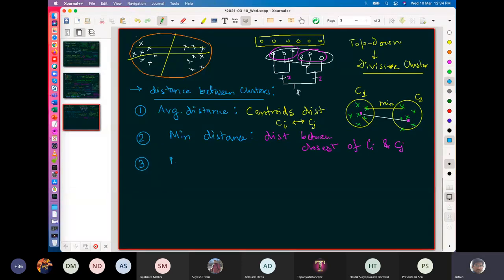And you can easily guess what the last one will be. It will obviously be the max distance. Max distance, you can understand, is the maximum distance between 2 points of the clusters. So this is the distance between the farthest points of Ci and Cj.